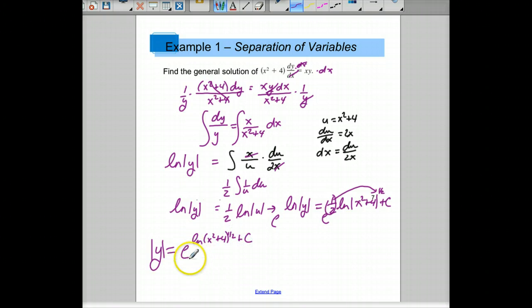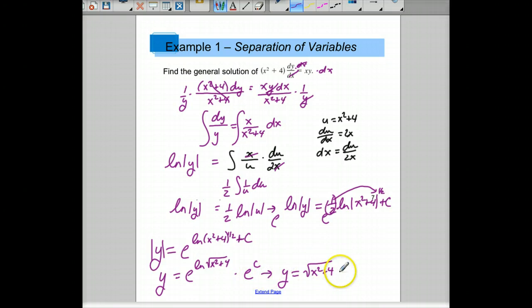So the property of exponents says that if you have two exponents that are added, that's the same as e to the natural log of one of them times e to the other one. e to the first exponent times e to the second exponent there. And e to any power will always be positive, and e to the constant is another constant, so we don't need the absolute value signs on the y anymore, because that right side will always be positive. e and natural log cancel out, so it's just the square root of x squared plus 4.